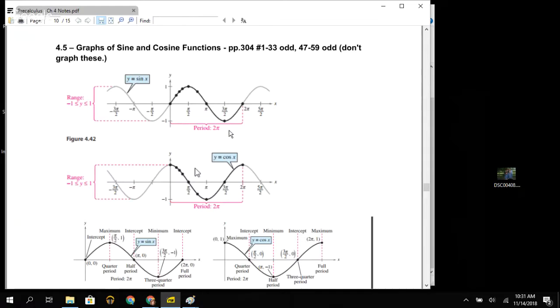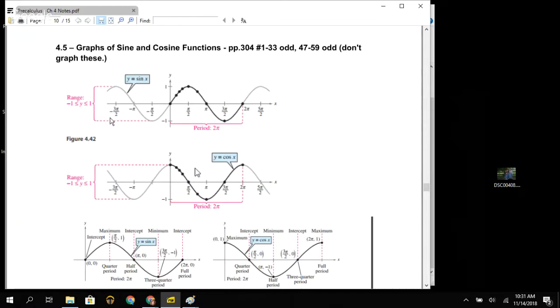Okay, so the period is 2 pi, and that relates back to the fact that if you go around the unit circle, it's 360 degrees or 2 pi radians. So that's how they relate to each other. The period of a sine curve is the same as the rotation around a unit circle one time.